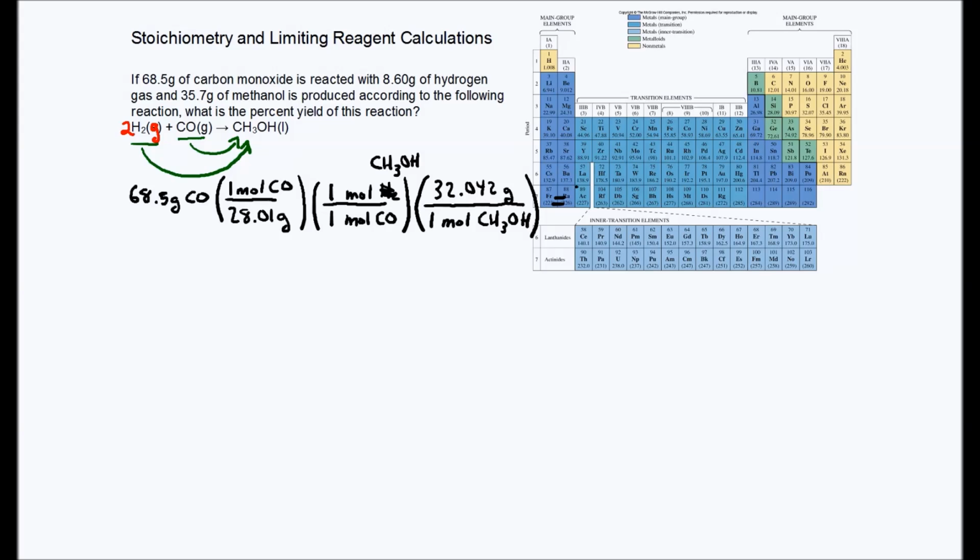And doing this math, what do I find? 68.5 times 1 divided by 28.01 times 1 divided by 1 times 32.042 divided by 1. And it gives me that this could produce 78.4 grams of CH3OH. So if 68.5 grams of carbon monoxide entirely reacted according to this reaction, it could produce 78.4 grams of methanol.